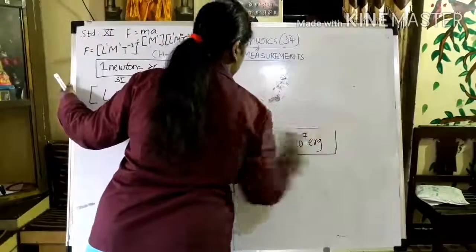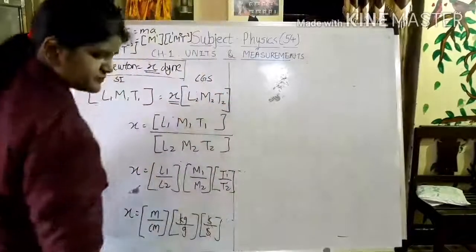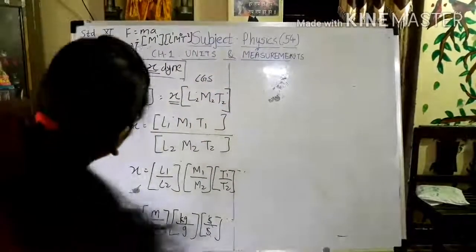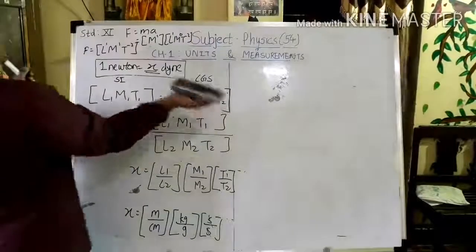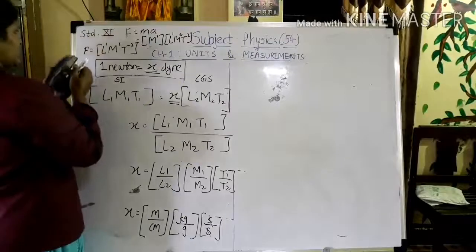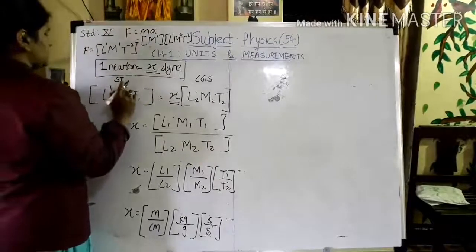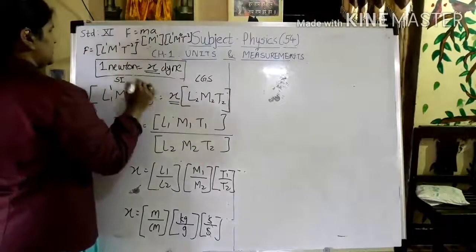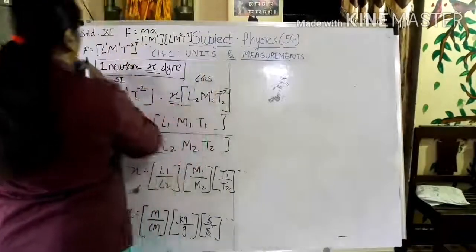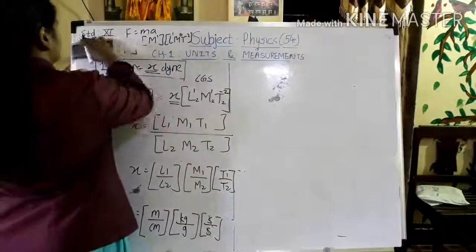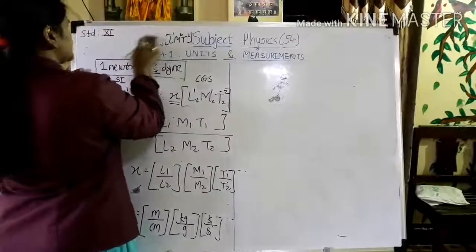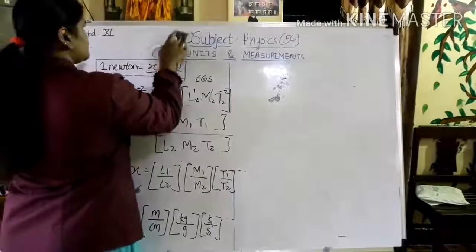Okay, see what is that? L1 M1 T minus 2, right? So I will just write L1 M1 T minus 2. L1 M1 T minus 2. Okay. So we will do the same steps as we have done for joule and erg.